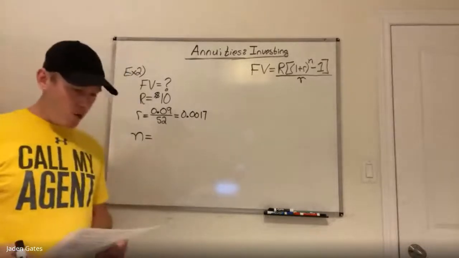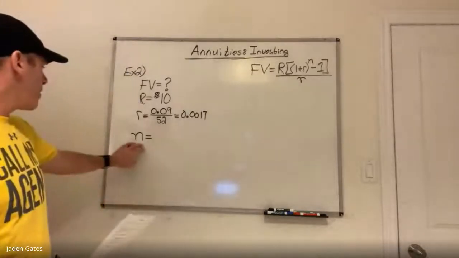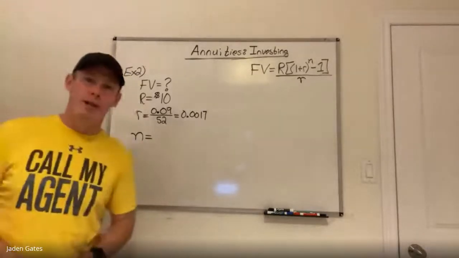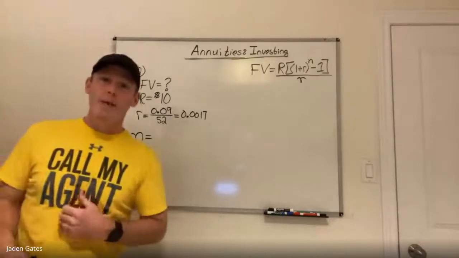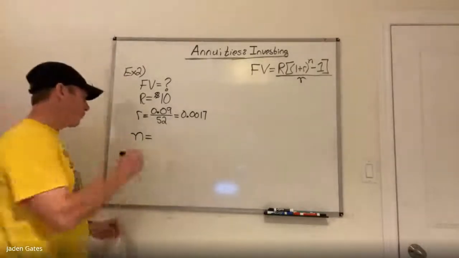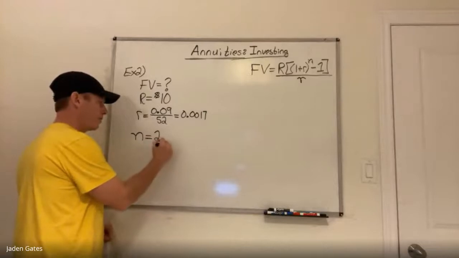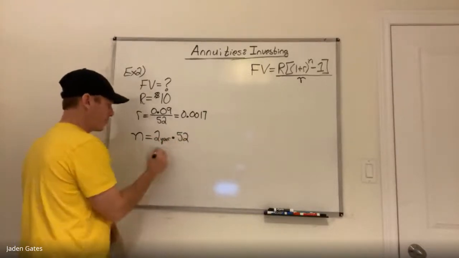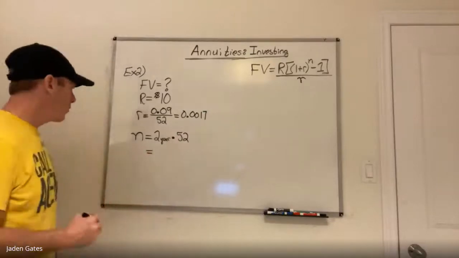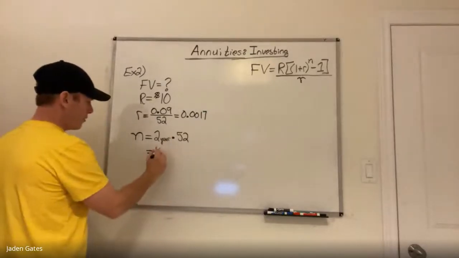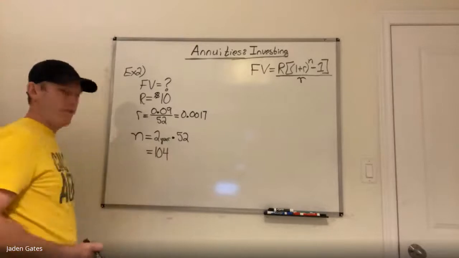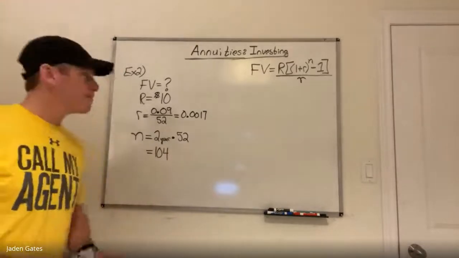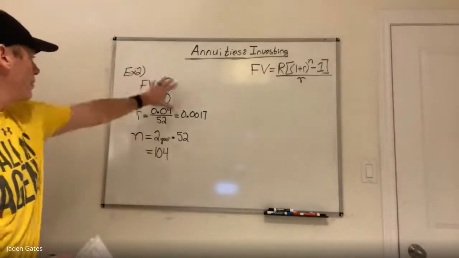Now we get to the number of compounding periods, or the number of payments we're going to make. We're going to make weekly payments for 2 years. So for 2 years times 52, because there's 52 weeks in a year, 2 times 52, our end value is going to be 104. We're going to make 104 payments here. All right, so now I've got all my variables.